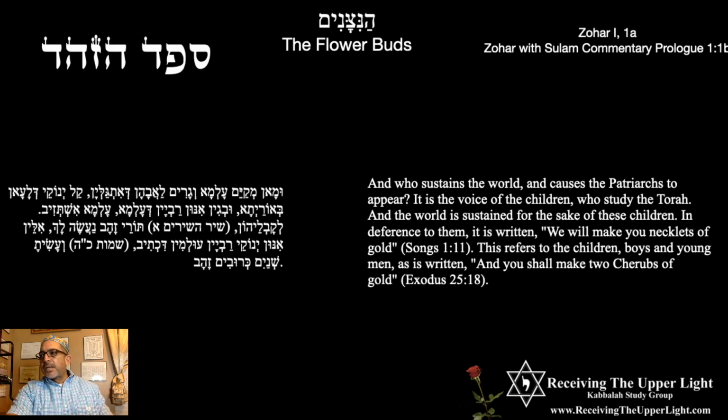And then he continues saying, and who sustains the world and causes the patriarchs to appear? It is the voice of the children who study the Torah, and the world is sustained for the sake of these children. In deference to them, it is written, we will make you necklets of gold. This refers to the children, boys and young men, as it is written, and you shall make two cherubs of gold. So, who sustains the world is the voice of these children.